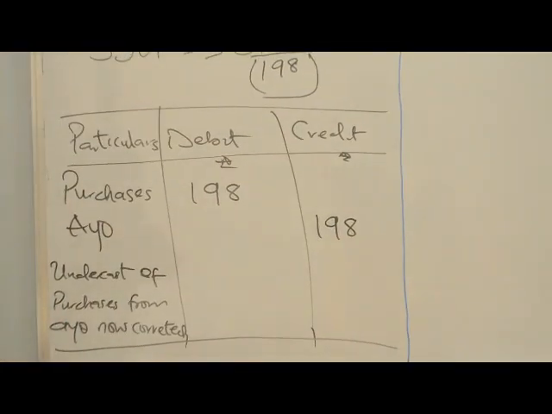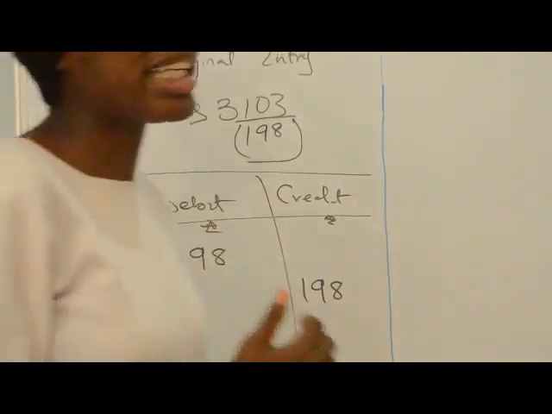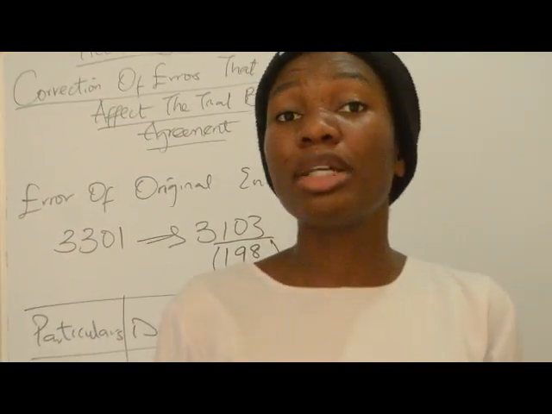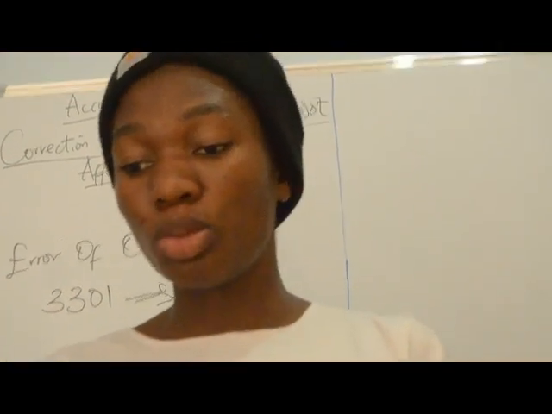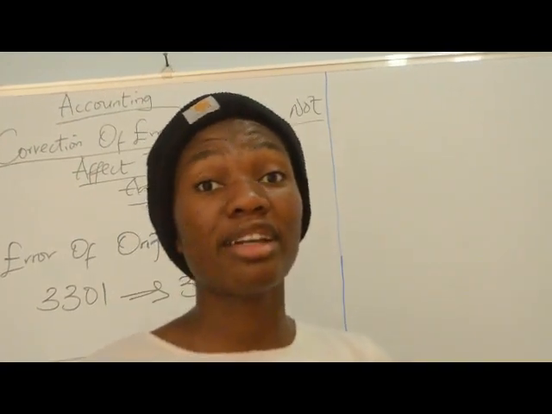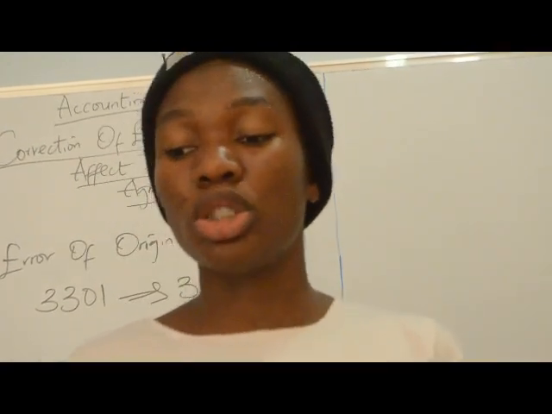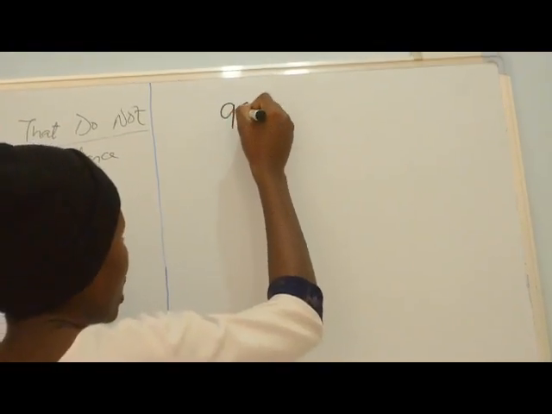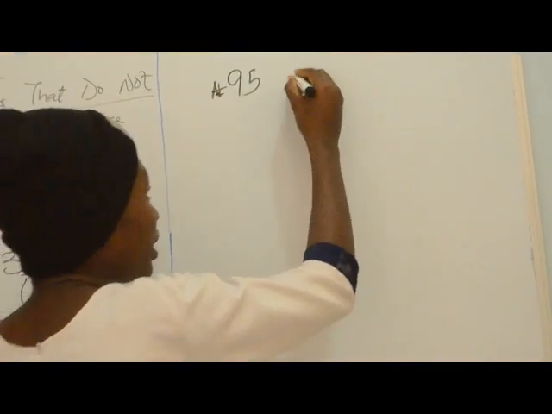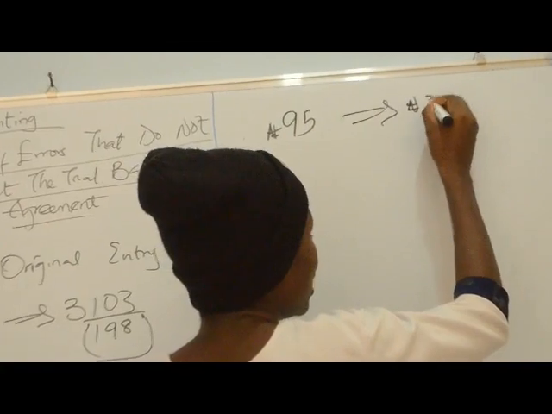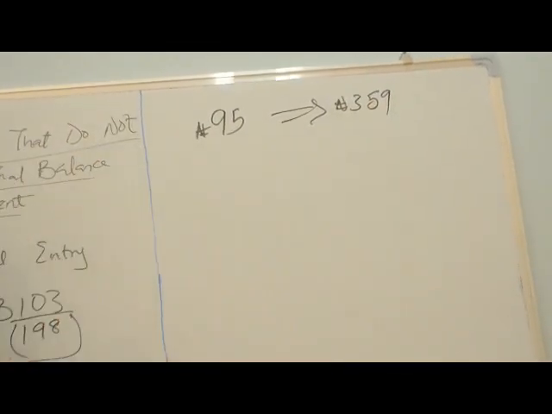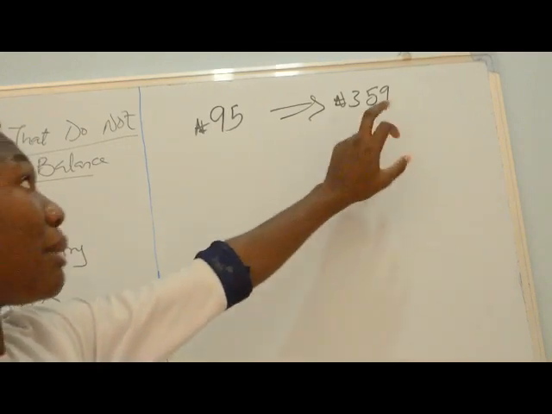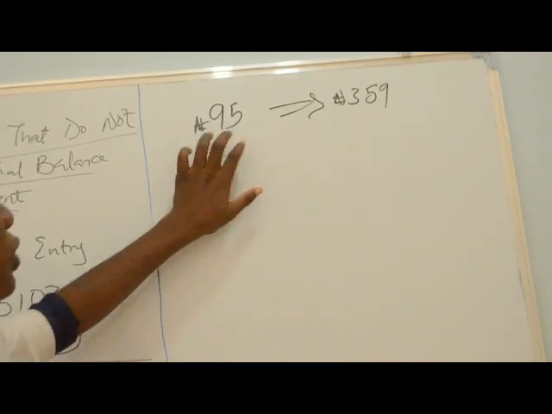So now we'll be taking a second example. A cash payment of 95 naira was entered into the books, a cash payment of 95 naira to Ronald. Ronald should also be a supplier, but it was entered into both accounts as 359 naira. So the amount we are supposed to pay is 95 naira, but the amount entered is 359 naira. This is resulting in an overcast. The amount entered is more than the amount that was supposed to be entered.